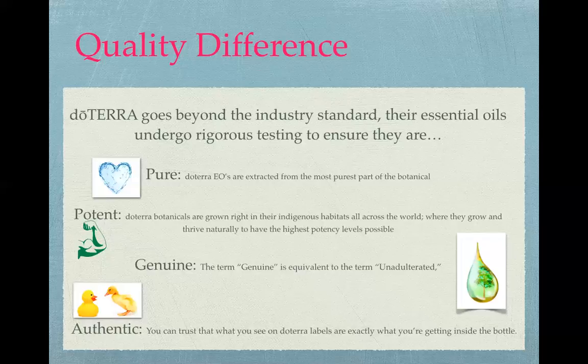Genuine. The term genuine is equivalent to the term unadulterated, meaning 1, the essential oil is 100% natural and contains no addition of any other substances, even other natural substances, and that it contains no synthetic agents, dilutants, or additives. 2, the essential oil is 100% pure and contains no similar essential oil or hybrid added to extend the supply. And 3, the essential oil is 100% complete and has been fully distilled.